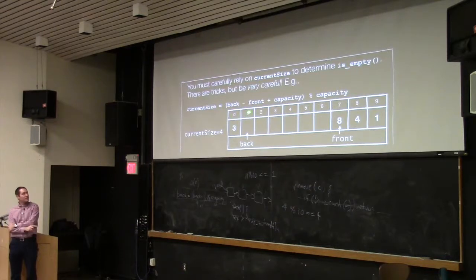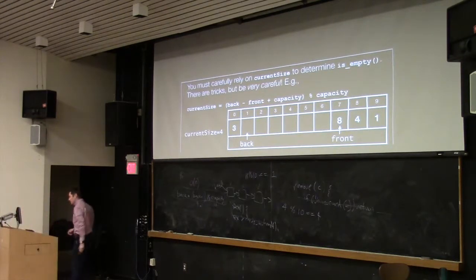If this was index 1 for back, 1 minus the front, which is 7, gives you -6. The capacity of this is 10, because it goes 0 to 9, that's 10. So -6 plus 10 gives you 4. 4 mod 10 gives you 4, which is indeed the current size. 1, 2, 3, 4. So you can play interesting tricks by not keeping current size. You can do it, just be a little bit careful with that. Any questions so far?